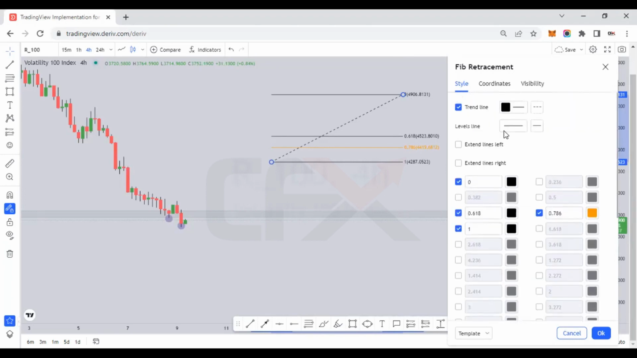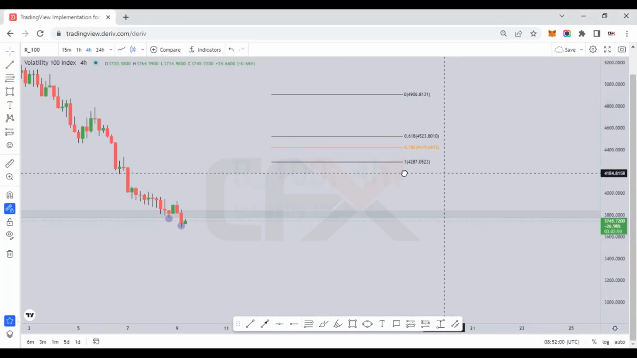Once we do that, we are almost done with the Fibonacci settings. Now, you also want to take out this diagonal line here. Click on this. Then we have our Fibonacci.